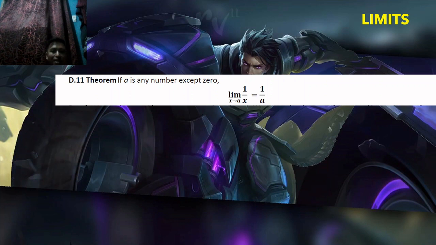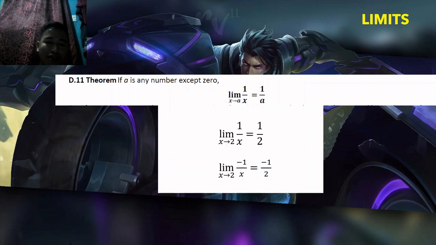Next, theorem. If a is any number except 0, then the limit of 1 over x as x approaches a is equal to 1 over a. The reason it is except 0 is that if a is 0, then 1 over 0 is undefined. Right? So a cannot be 0. For example, the limit of 1 over x as x approaches 2 is 1 half. And for negative 1 over x as x approaches 2, the answer is negative 1 half.